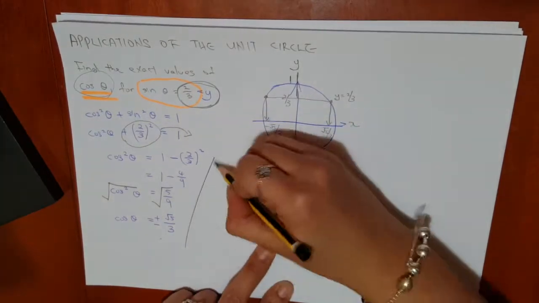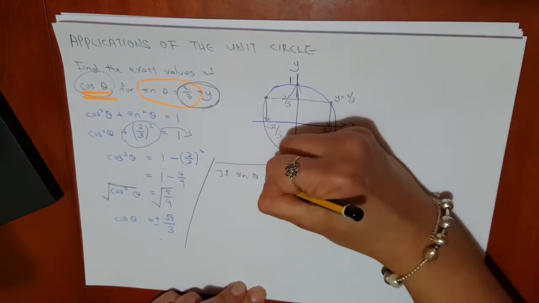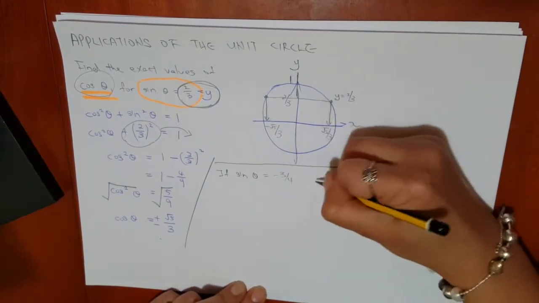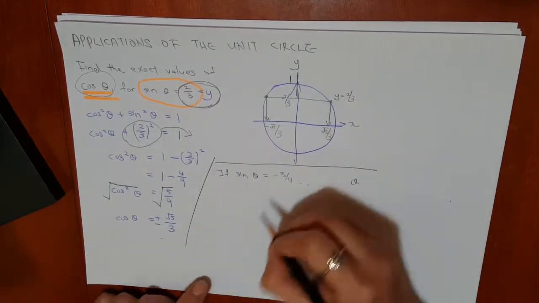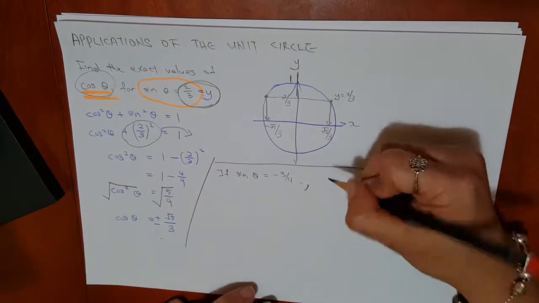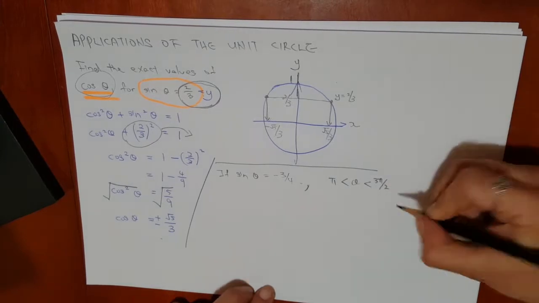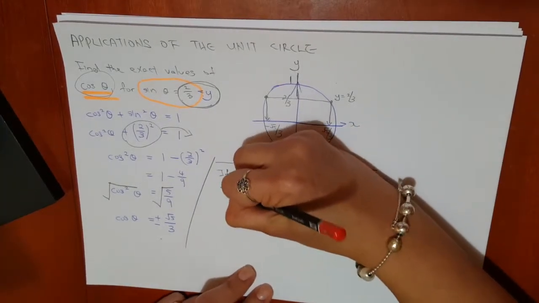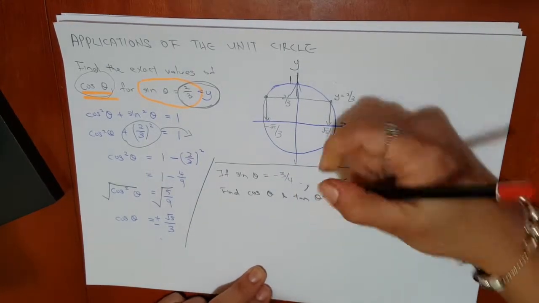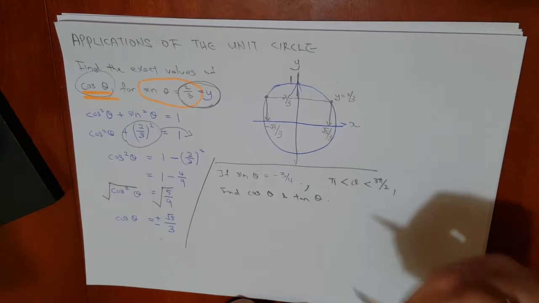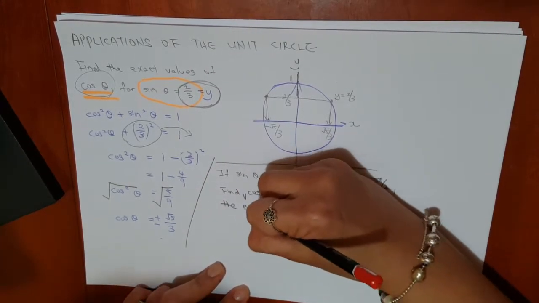So if we have another question, for example, if sine theta is equivalent to 3 over 4 and theta lies in between pi and 3 pi over 2, we need to find the values of cos theta and tangent theta. Sometimes they say find the exact values.